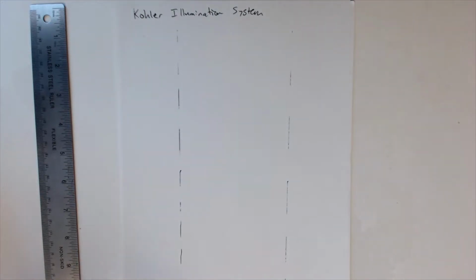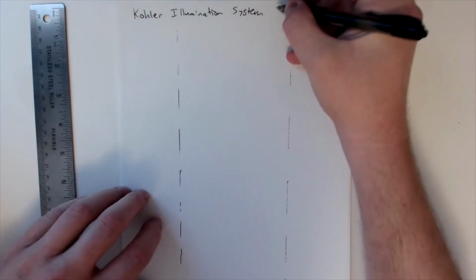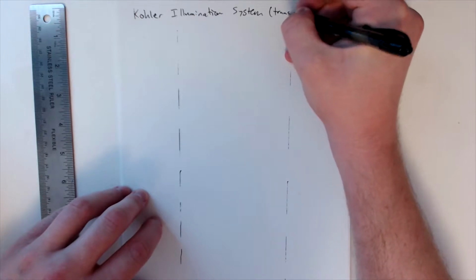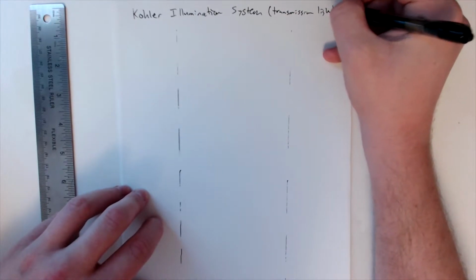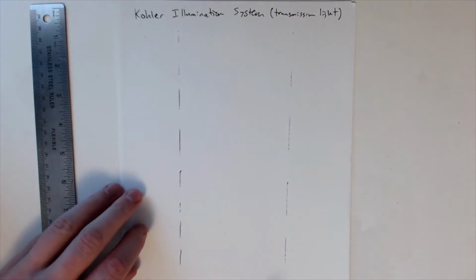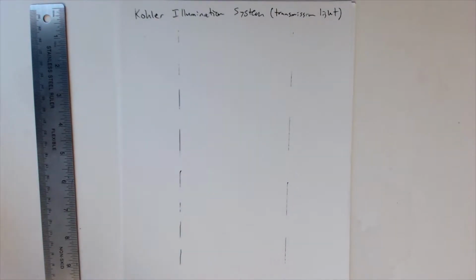In this video, we're going to talk about the Kohler Illumination system. So this is one configuration of lenses and a lamp that is commonly used in light microscopes. Particularly, what we're going to be looking at is those in transmission light microscopes. So this is the arrangement that we're going to look at. But again, you can use this for reflective too. It's just a modification to this.